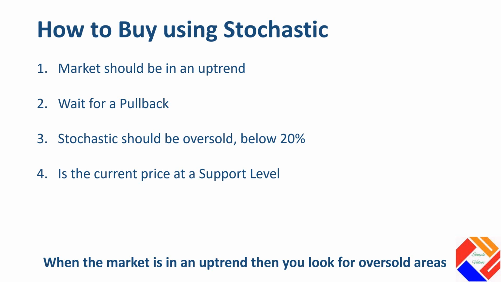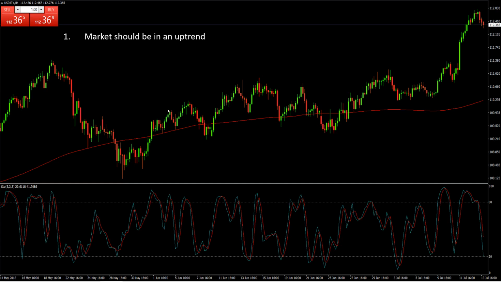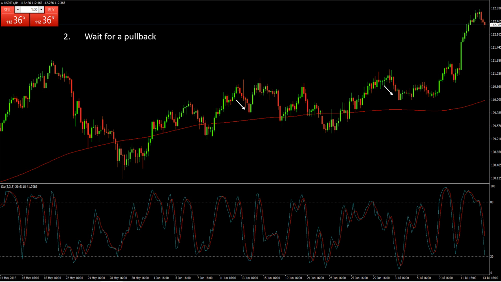Let me give you an example based on a US dollar yen pair on a 4-hour chart. You can clearly see in this case that the market is in an uptrend, since the 200 exponential moving average clearly indicates that the market is in an uptrend. Then you look for a pullback. You can see as the market is going up, there is a pullback in this example, as well as in the second case where the market is going up and then there is a pullback.